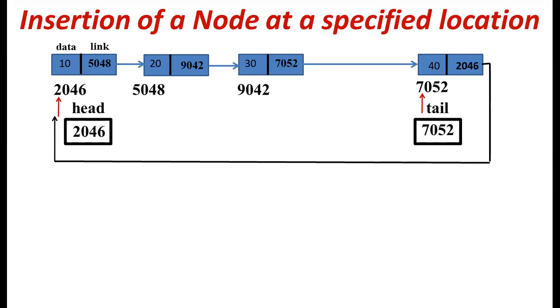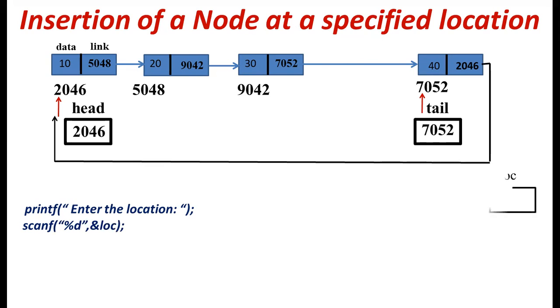So we have to read the location value. So printf, enter the location. Then we need to scan the location value. If the value is within the limit, then we need to insert the new node at the specific location. Suppose the location value entered is 7, then it will print the message invalid location. Suppose that the location value is 3. Then what we have to do? We have to insert the new node at this location.